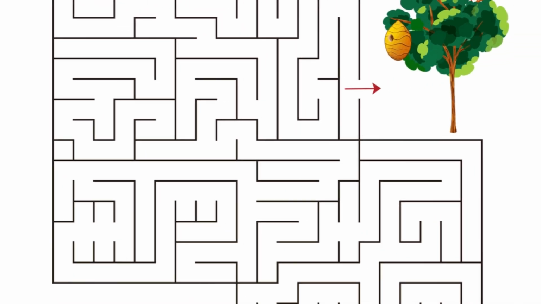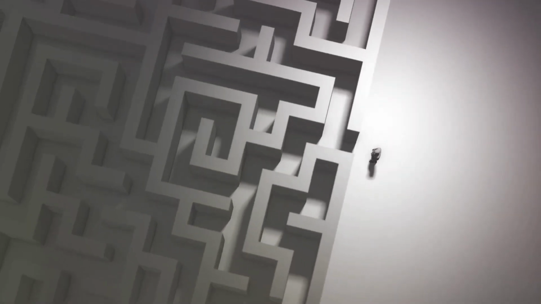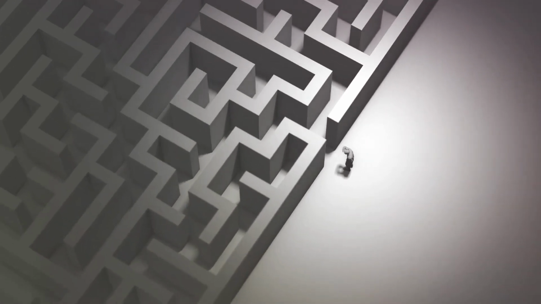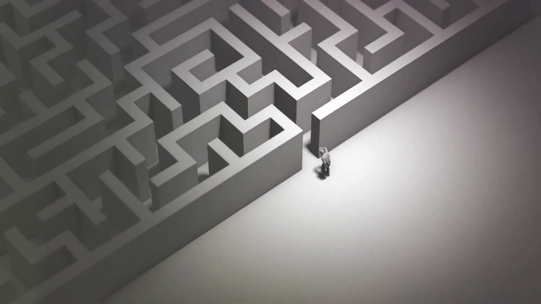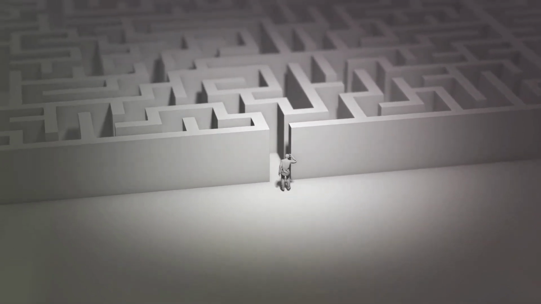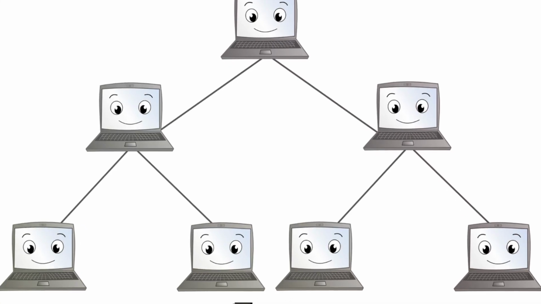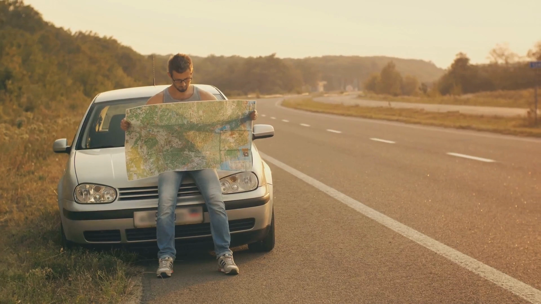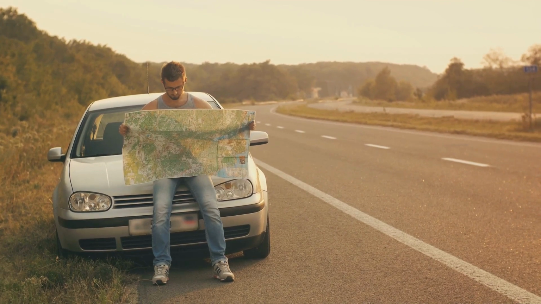Now, let's add a twist to our maze. We want to visit every single point, but still want to keep our total path as short as possible. This is where the concept of a minimum spanning tree, or MST, comes in. A minimum spanning tree is a subset of the graph that connects all nodes, ensuring that the total weight of all the edges is as small as possible. Think of it as a roadmap that allows you to visit every node in the graph, while keeping your total travel distance to a minimum.